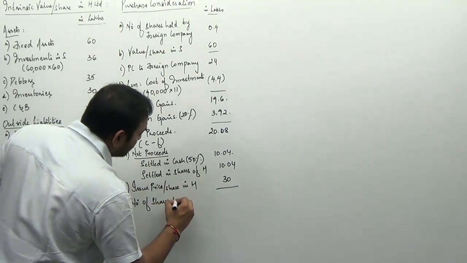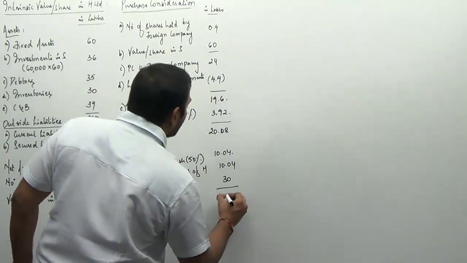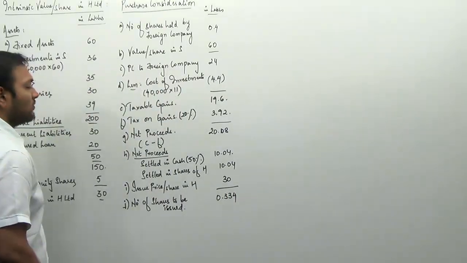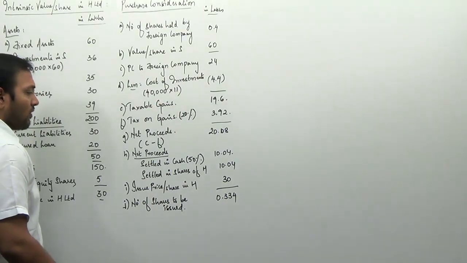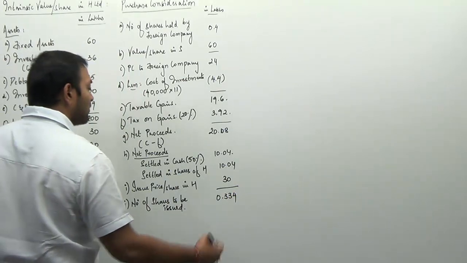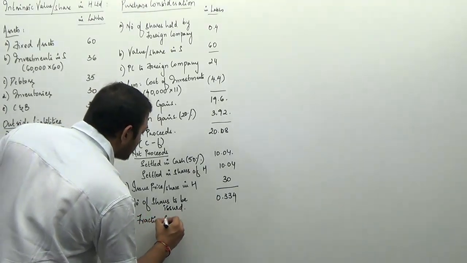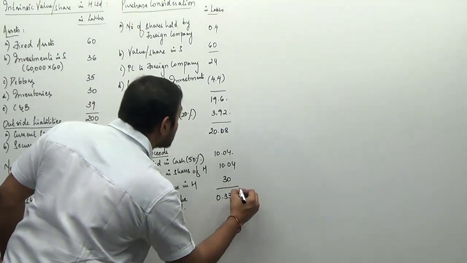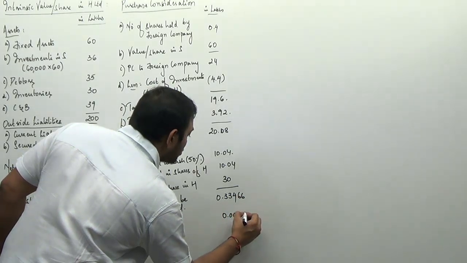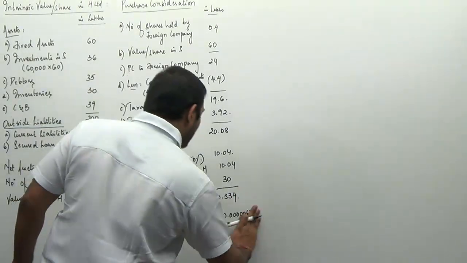Number of shares to be issued. Give me the value in lakhs. 0 point some change. I think 0.334, 3346.66. Anyways, I have to take fraction shares. Anyways, taking in lakh space, I'll take up to 66 and 0.000067 is a fraction component. Try to reduce the fractions here. We can't write so many fractions also.